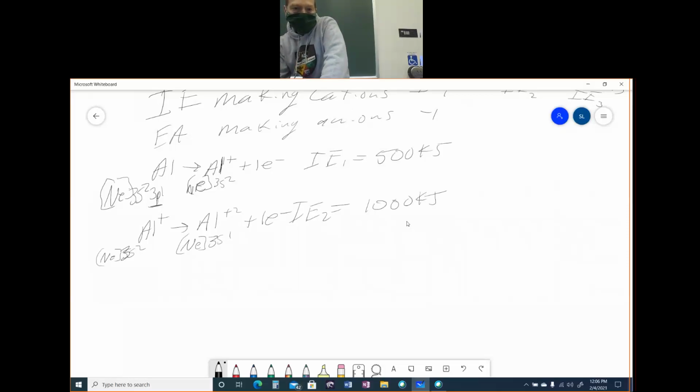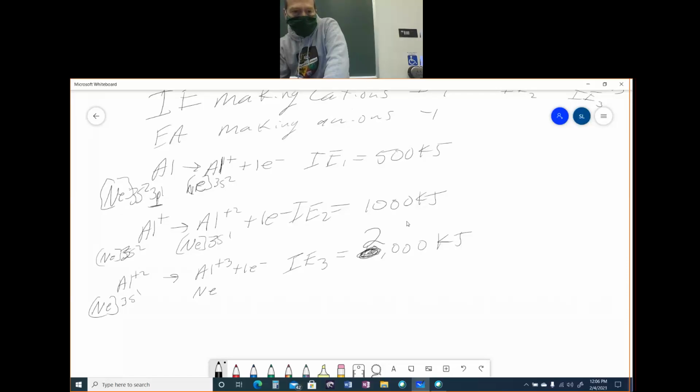Then we're going to do aluminum plus 2, going to aluminum plus 3, plus 1 electron. This is ionization energy 3, and this one is 10,000 kilojoules. Again, just making up numbers. All right, 10,000, that's wrong. Not 10,000, 2,000. So this is neon 3s1, and now this is neon.